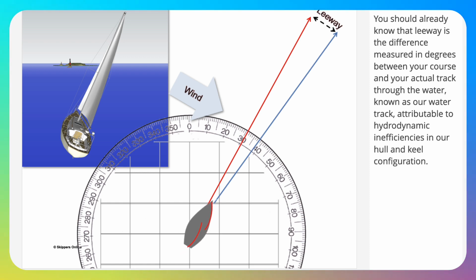You should already know that leeway is the difference measured in degrees between your course and your actual track through the water, known as our water track, attributable to hydrodynamic inefficiencies in our hull and keel configuration.